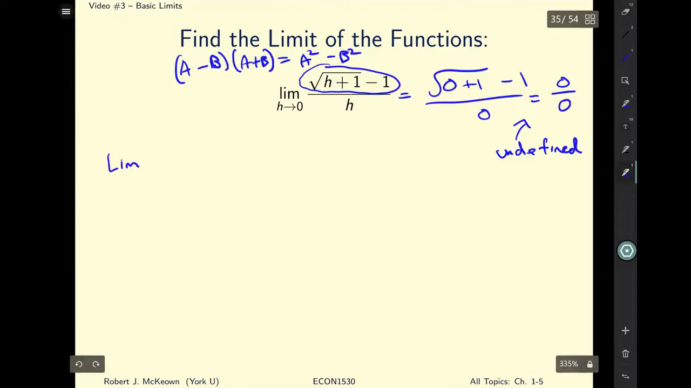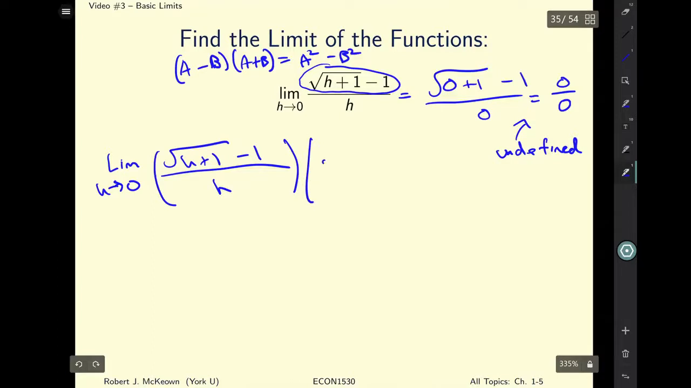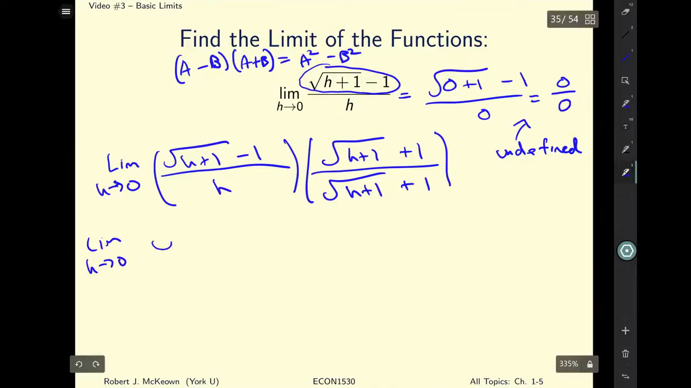I'll keep my limit here, just so you know. We haven't done anything yet. I've got the square root of h plus 1, minus 1, and that whole thing divided by h. What happens if I multiply the numerator and denominator by the square root of h plus 1, and then the whole thing plus 1? I'm going to get the square root of h plus 1.